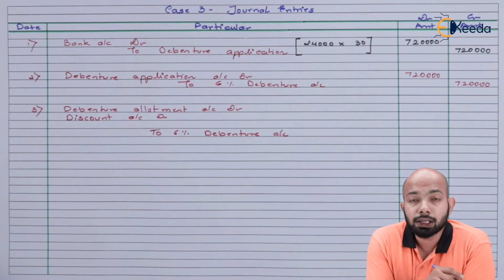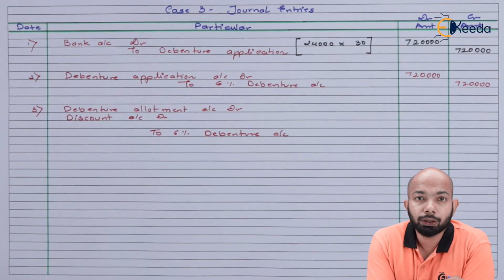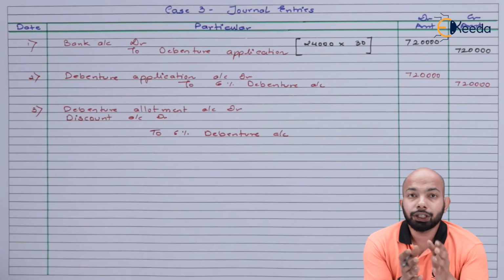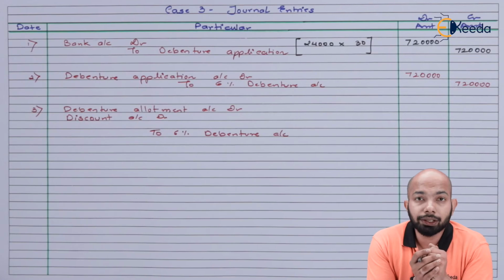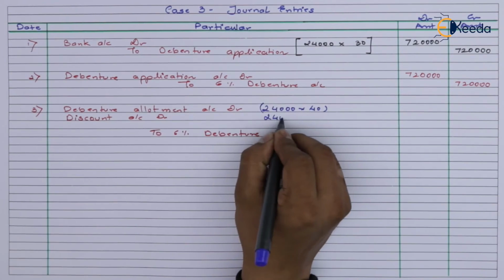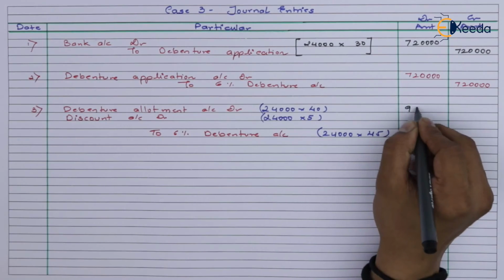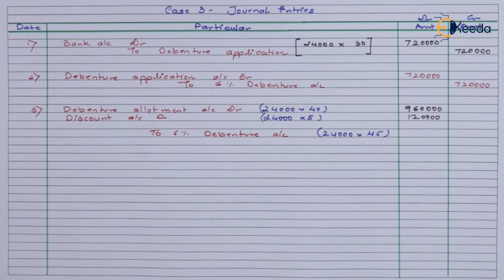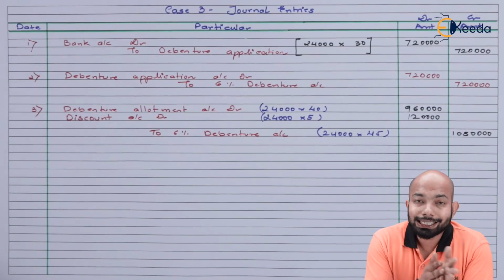So the entry that we have passed here for allotment due is allotment account debit, discount account debit to 6% debenture. We'll mention the amount according to that. Now on allotment they're taking 40 rupees, but ideally the capital will be for 45, because 5 rupees is the discount here. Now the allotment has been mentioned, discount has been mentioned.